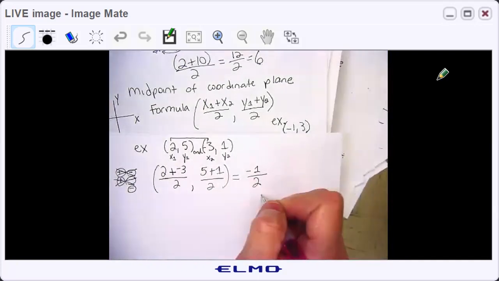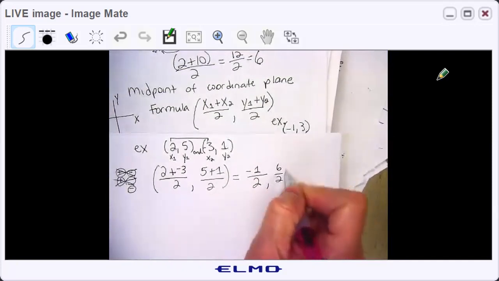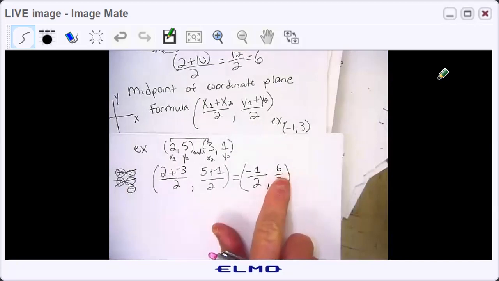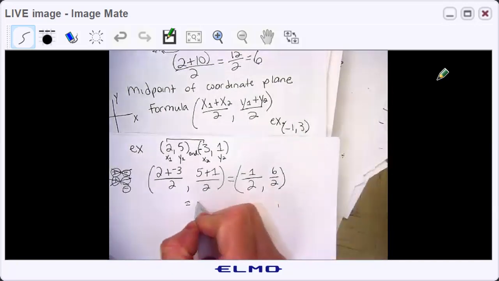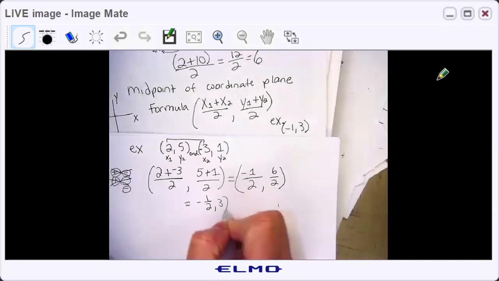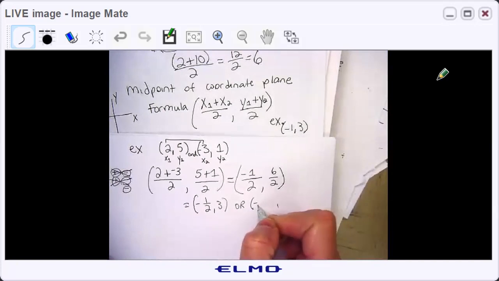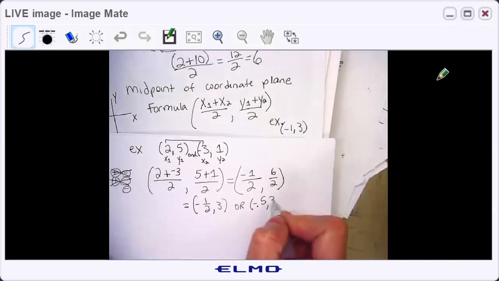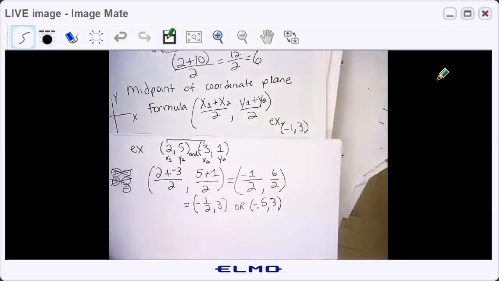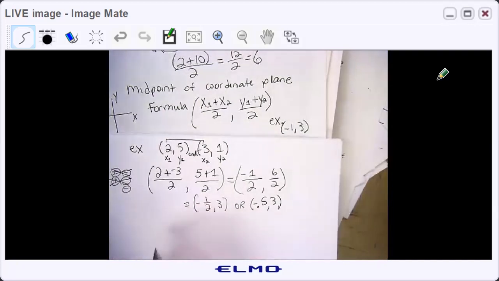We don't need to change that to -0.5, although you could. And then 5 plus 1 is 6. We do, however, need to change this one because this is an even number over 2, and we know that that can be divided evenly. And what that's going to give us is our final answer, -1/2, 3. And it's not like they couldn't put -0.5, but you might see it either way. But nothing wrong with leaving this number as a fraction.